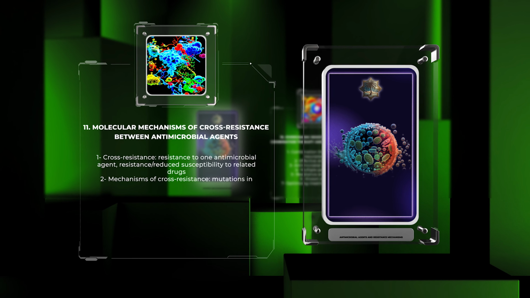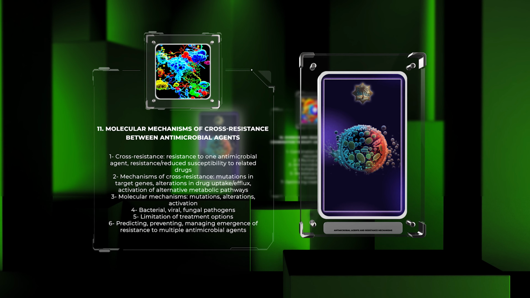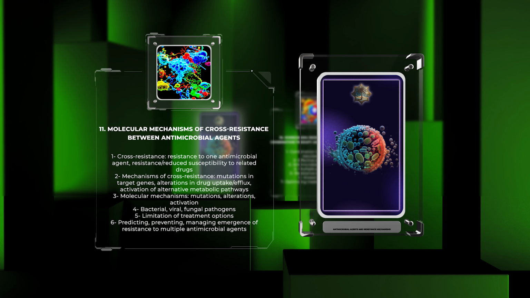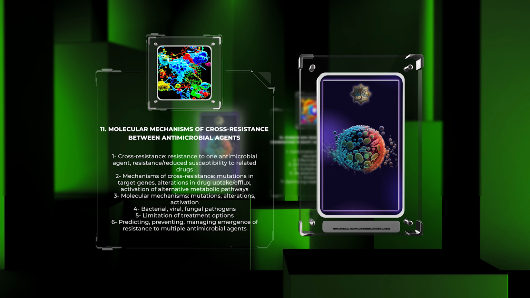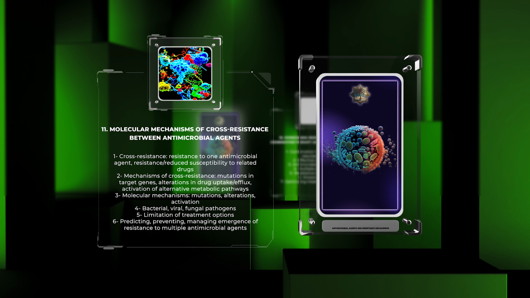Cross-resistance occurs when resistance to one antimicrobial agent confers resistance or reduced susceptibility to other structurally or mechanistically related drugs. This phenomenon is observed in various bacterial, viral, and fungal pathogens and can significantly limit treatment options. Molecular mechanisms of cross-resistance include mutations in target genes, alterations in drug uptake and efflux, or the activation of alternative metabolic pathways. Understanding the molecular mechanisms underlying cross-resistance is crucial for predicting, preventing, and managing the emergence of resistance to multiple antimicrobial agents.